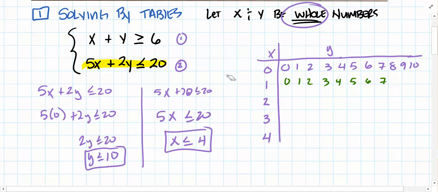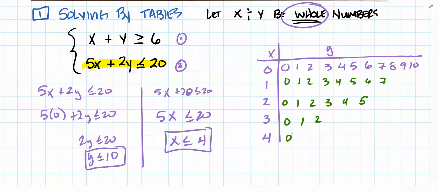If x is 2, it can be at most what? Good. 0, 1, 2, 3, 4, or 5. If x is 3, it could be 0, 1, or 2, right? And if x is 4, what could it be? Okay, so that's it. Those are all the whole number solutions for the second inequality. You guys agree with that?